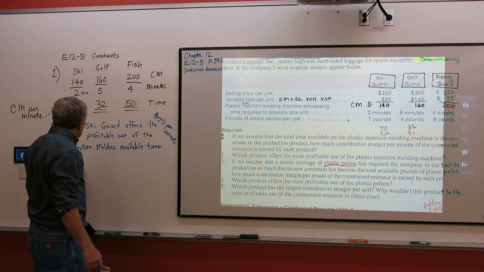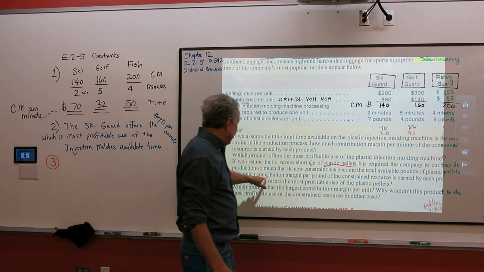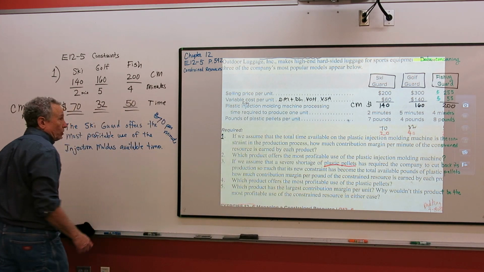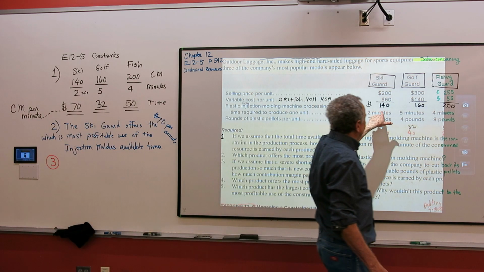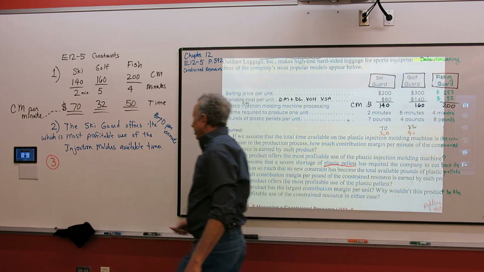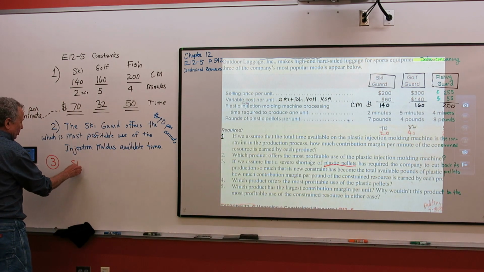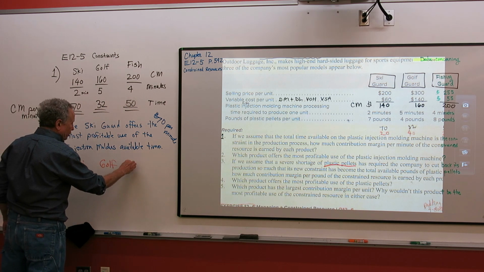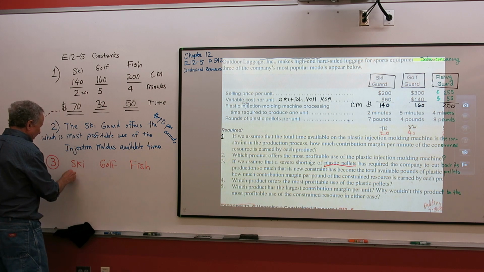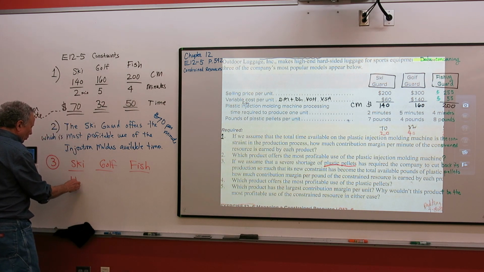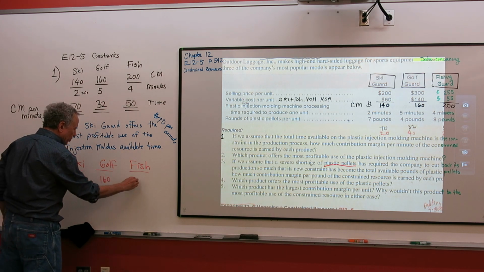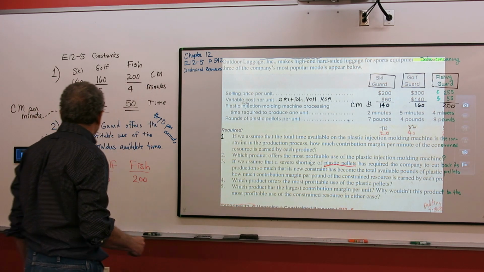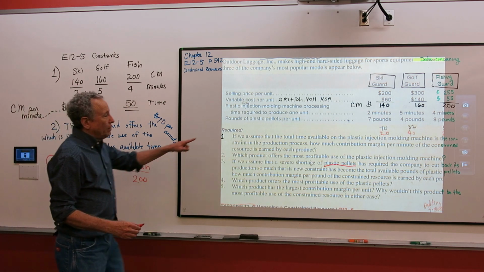Okay, 3, they want to know the contribution margin per pound. Let's go back and get the contribution margin. It's 140, 160, and 200. Let's go with the ski, this is the golf, and this is the fishing. We had 140, 160, and 200. Let's divide those by the pounds.